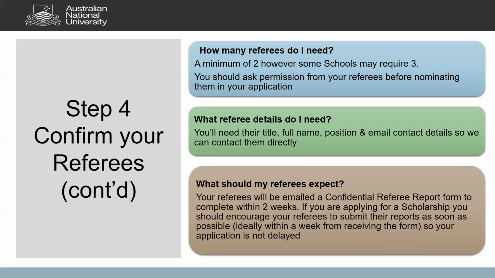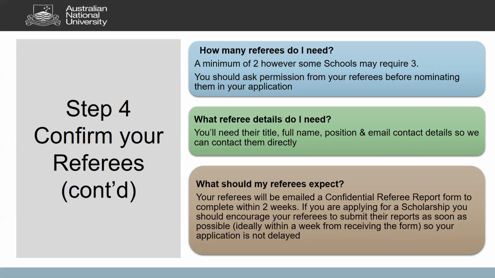The number of referees varies across the different research programs. Normally, a minimum of 2 are required. However, some schools do require 3. In your application, you need to provide us the details of your referees, including their full name, title, position, and contact email addresses. When you submit your online application, your referees are automatically sent a link to complete the online referee form and upload a letter of recommendation as well.